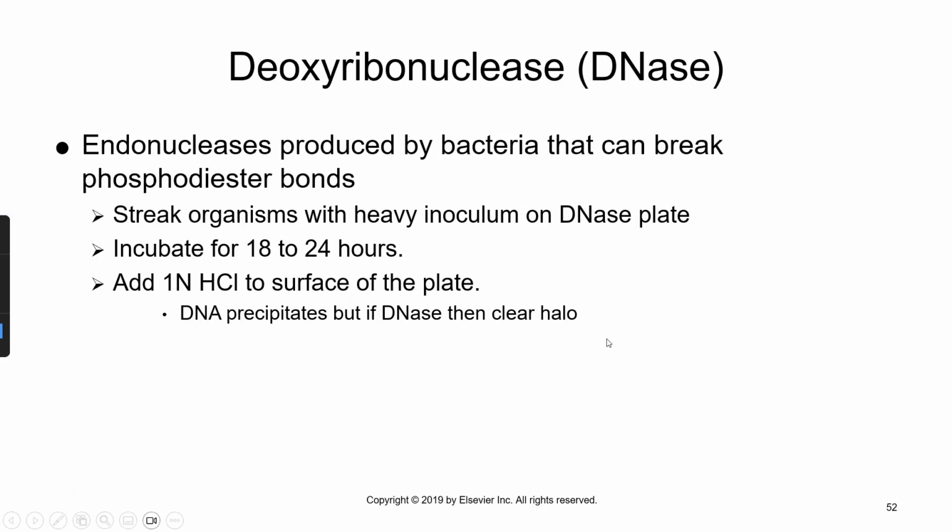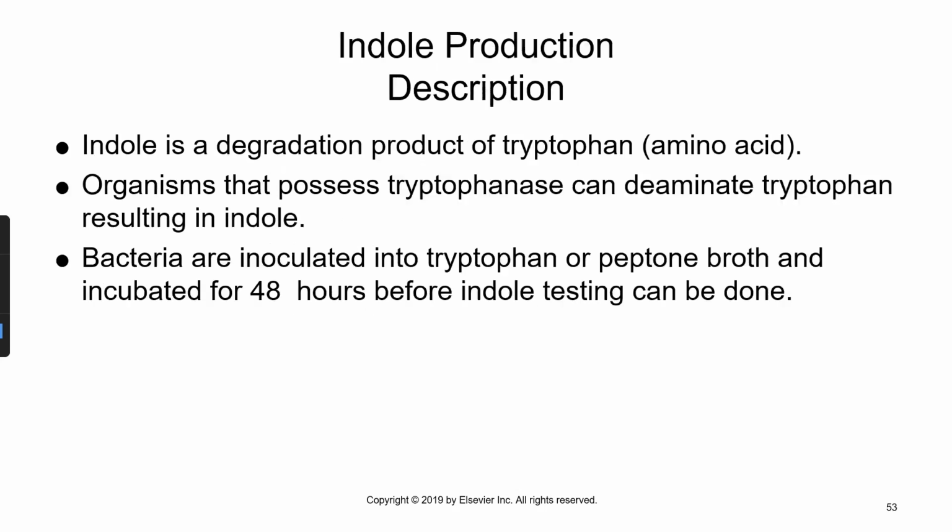Add 1 normal HCl. 1 normal HCl is exactly 1 molar HCl, added to the surface of the plate. DNA precipitates, but if DNase is present, then you see a clear halo of growth around the organism.